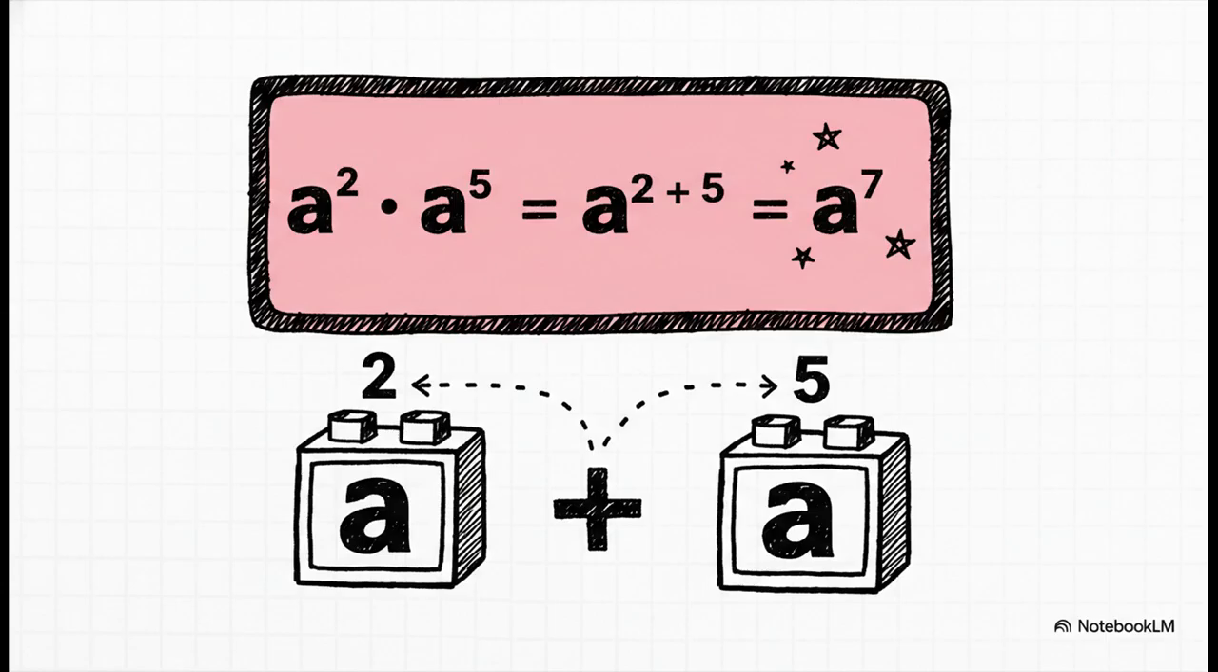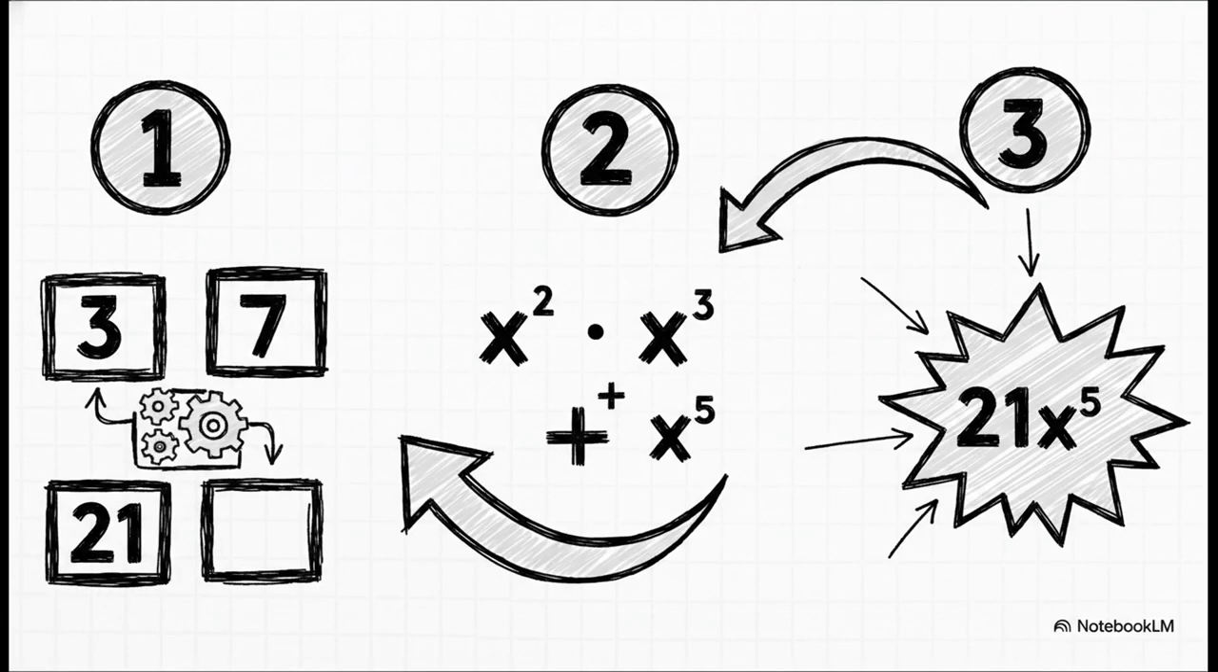Nice and easy. Okay, let's level up a bit. What happens when you've got these big numbers out front? We call those coefficients. The trick here is just to deal with things in pieces. Handle the coefficients and the variables separately. So, first up, the numbers. 3 times 7, that's 21. Easy enough. Now for the variables, using our new rule.